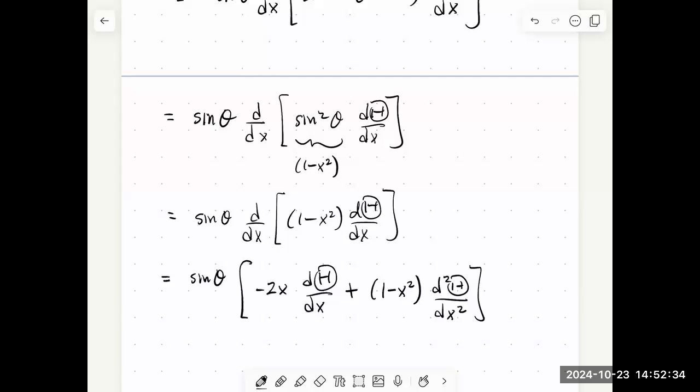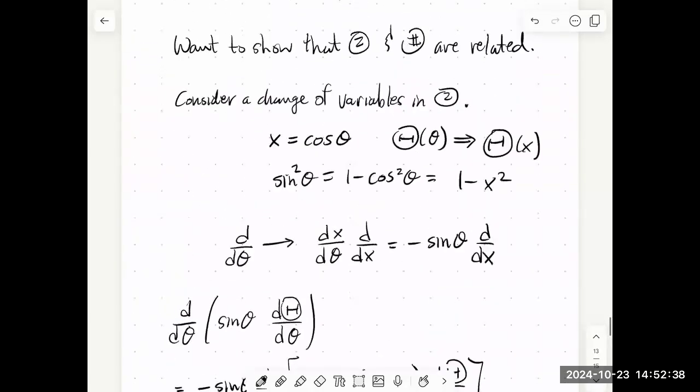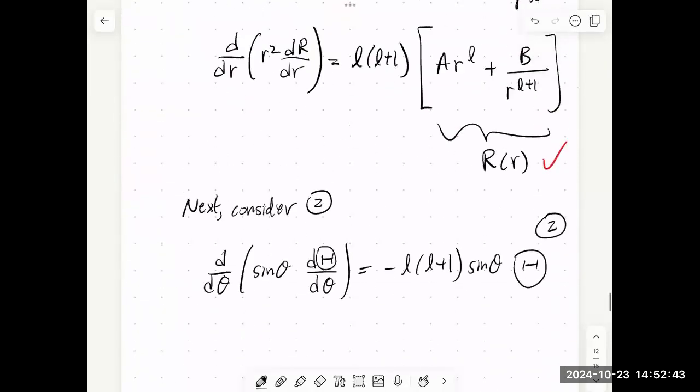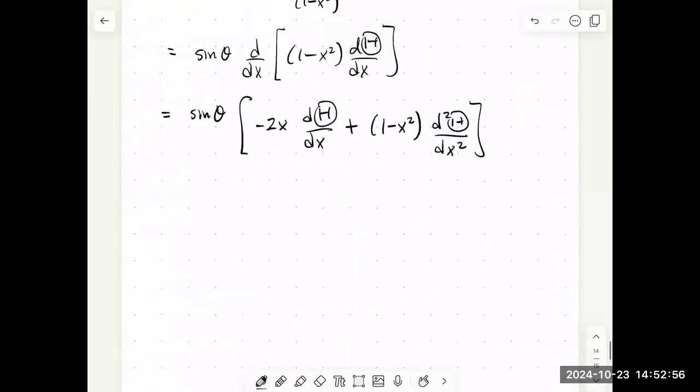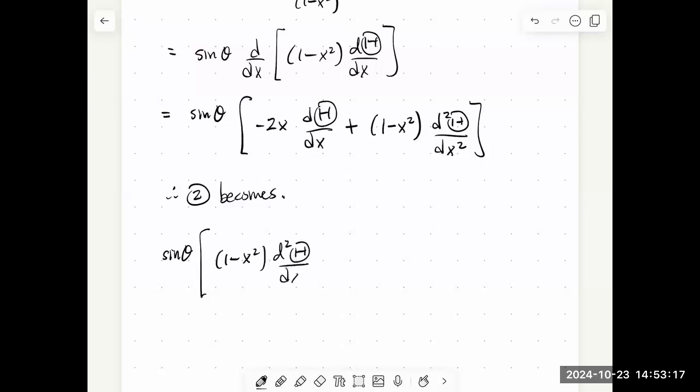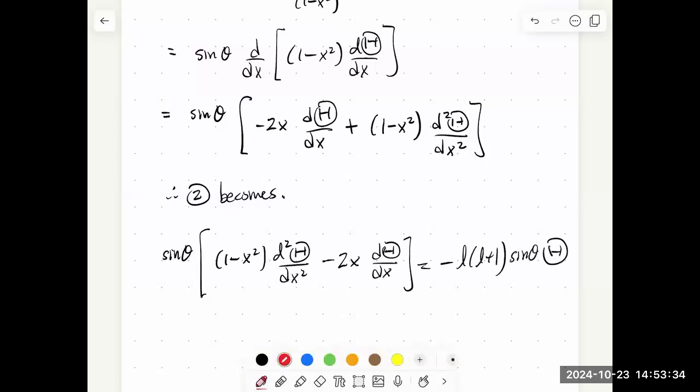So we're ready then to plug this back into equation 2. Where did it go? There it is. So we just worked on all of this, and we just have to say that's equal to L times L plus 1 sine theta times theta. So therefore, 2 becomes, I guess I'll write it down, but if you noticed, we have a sine theta here, and we also had a sine theta on the right, so they're going to cancel. I'll write it as 1 minus x squared d squared theta dx squared minus 2x d theta dx is equal to, what was it? It was minus L times L plus 1 sine theta times theta. Hopefully I remembered that right. We'll find out in a second.